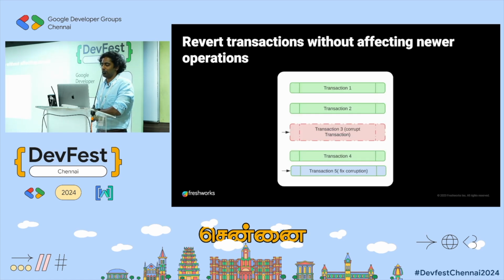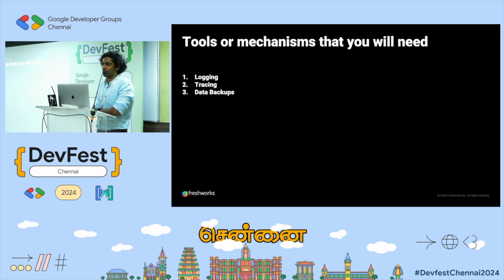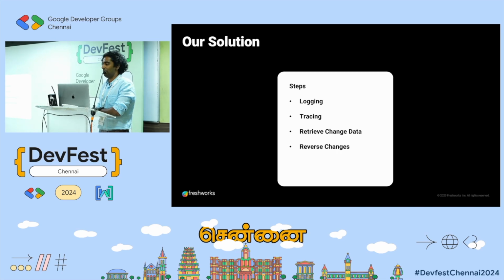All right. So the solution that we are proposing assumes that we have all these mechanisms that in a large distributed application, you have logging, you have tracing, you must have data backups depending on how much cost you are ready to spend. I'll go through the steps here. These are fundamental steps. Let's go through them.